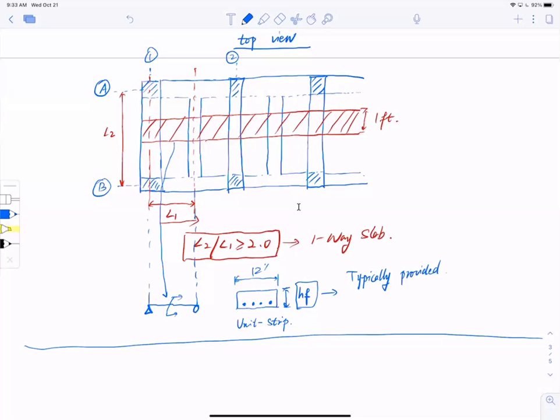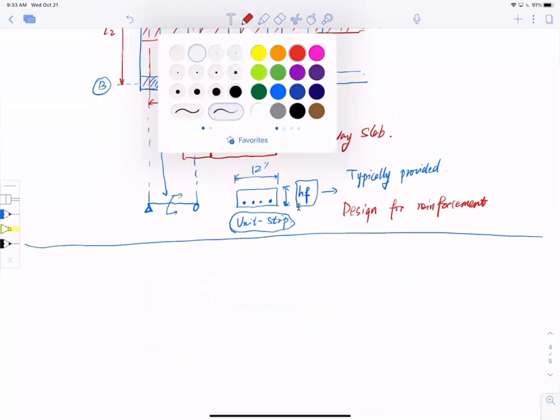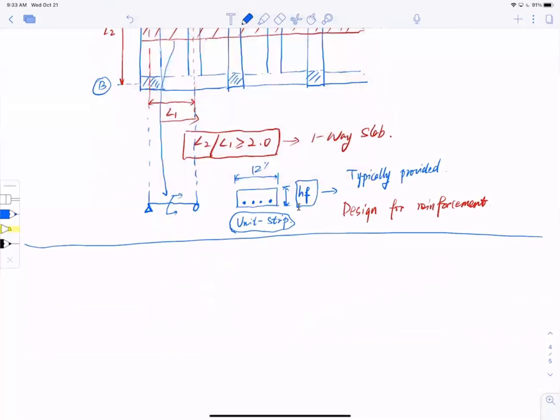So the 1 foot unit strip is already given, right? You know you're designing for a unit strip. So the section geometry is given. The main thing for the design of a one-way slab is to design for reinforcement. That's all we care about for a one-way slab right now. It's reinforcement design. We're only caring about designing for reinforcement.